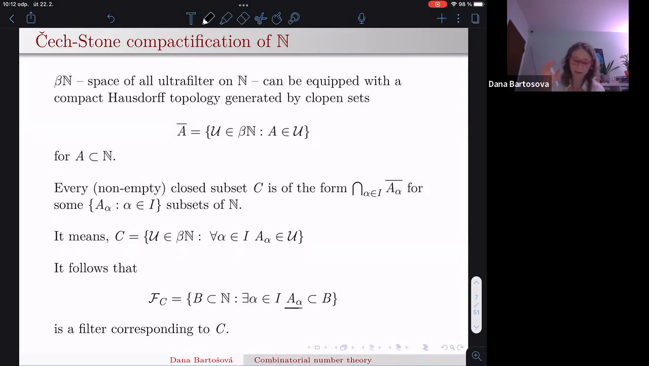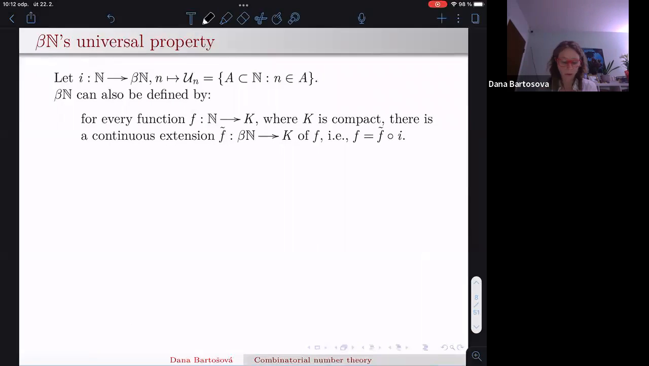Okay, so filters are dual to closed sets. Ultrafilters are points, which are of course closed as well. And we will also be using an abstract definition of beta n that we proved last time, and we will recall because we will be using it again today, is a universal property with respect to extensions of functions from natural numbers into compact spaces.